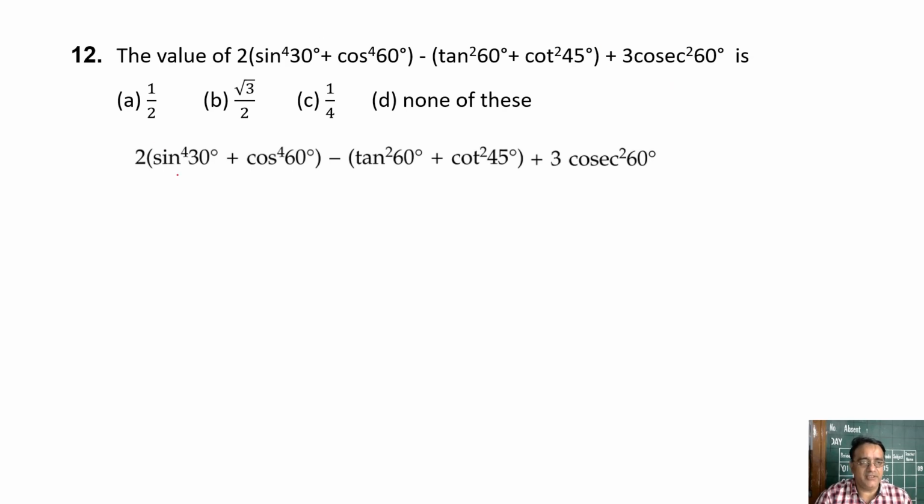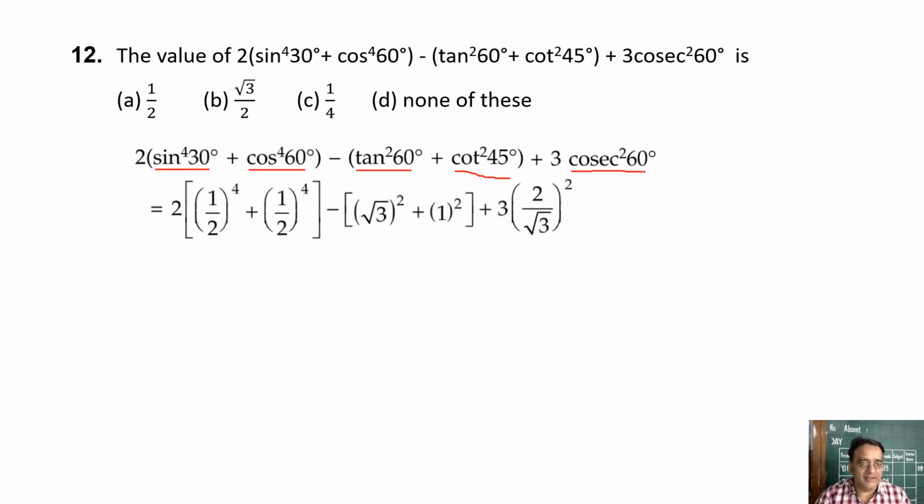So let us start with sine 30. What is sine 30? 1 by 2. Cos 60? 1 by 2. Very good. Tan 60? Root 3. Cot 45 degree? 1. Very good. Cosec 60 degree? 2 by root 3. Very good. So we'll substitute all the values.